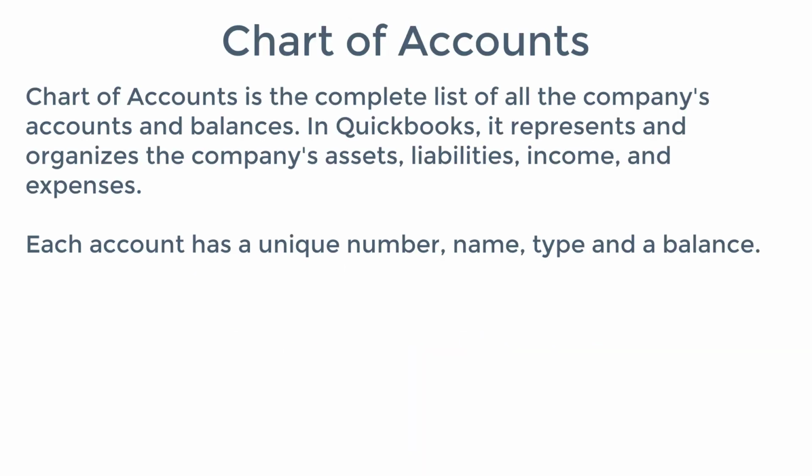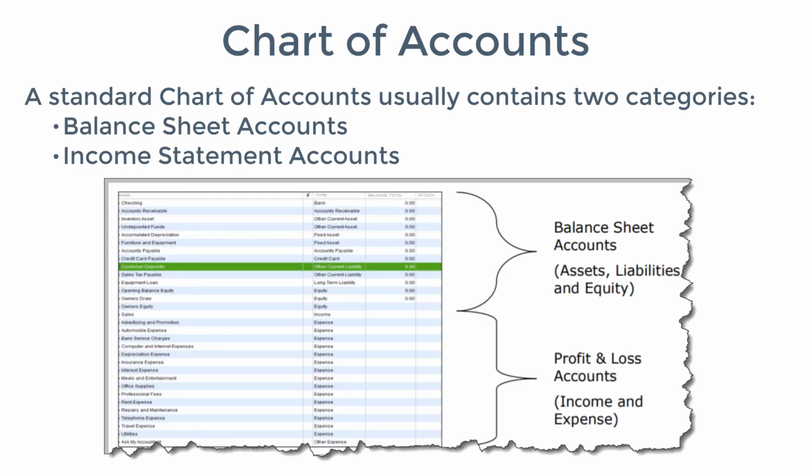The heart and soul of any accounting system, including QuickBooks Online, is the chart of accounts. The term chart of accounts refers to a list that contains all the accounts that a company uses to record and organize their financial transactions. Each account has a unique number, a name, a type, and a balance. The standard chart of accounts usually contains two main categories, balance sheet accounts and income statement accounts, which are then further subdivided by account type. The typical order is balance sheet accounts at the top, followed by the income statement accounts.